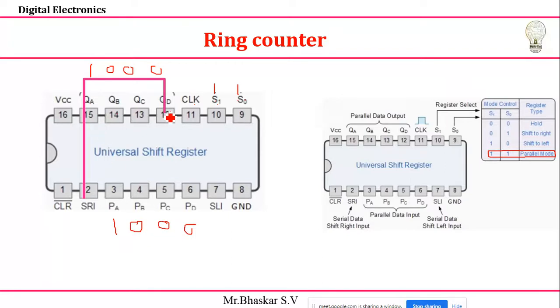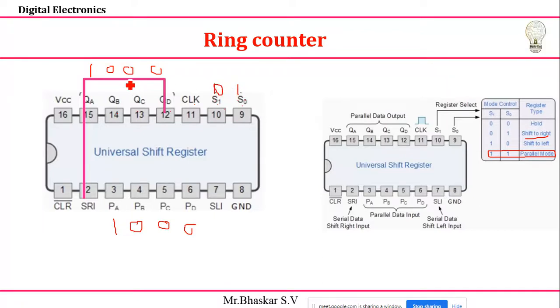And the second thing I need to do is shift the data to the right side. So next I'm going to make my S1 and S0 values: S0 value is 1, and S1 value I need to make 0.